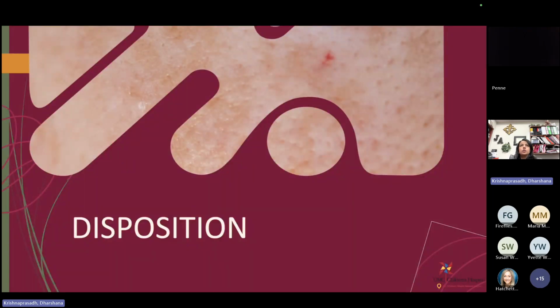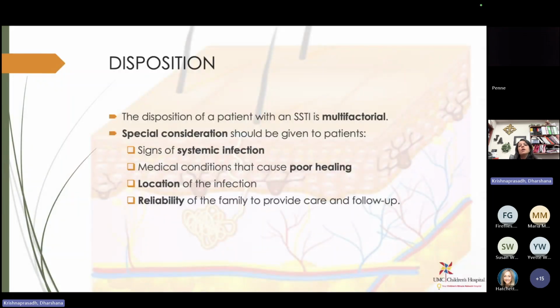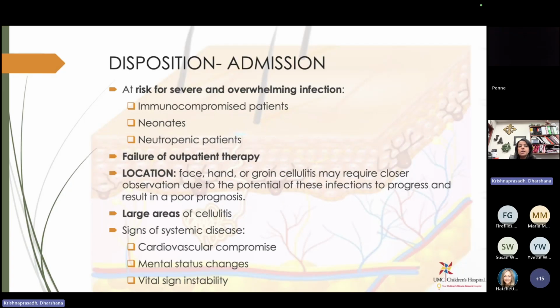Again, I just went over the disposition of these patients, but most of these are multifactorial. There are special considerations for these patients: any signs of systemic infection, any medical condition that causes poor healing, location of the infection, and obviously reliability of the family to provide care and follow up is also one of the big things about disposition of these patients.